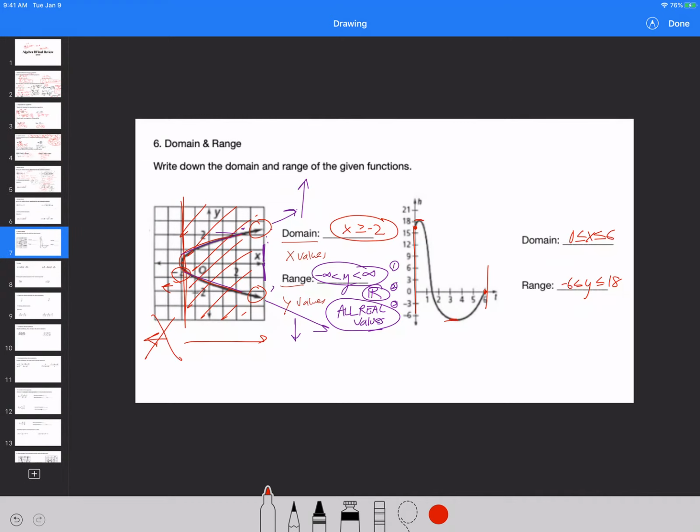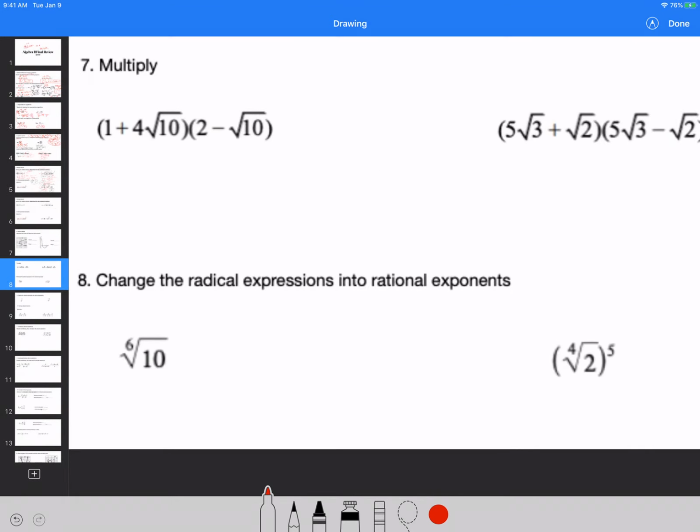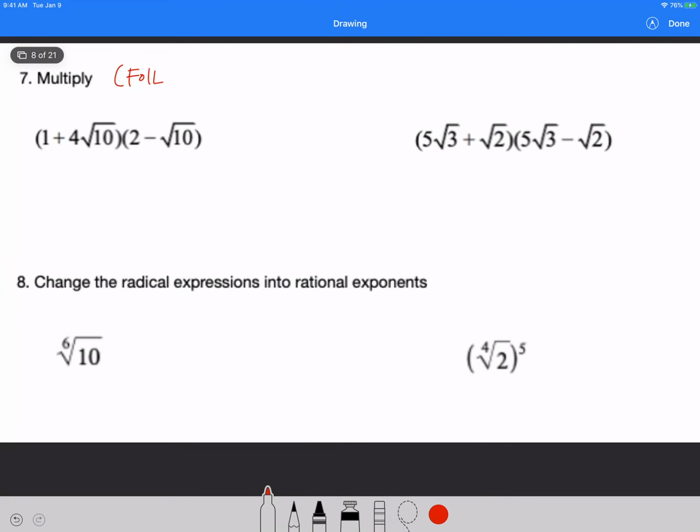All right, number 6 is done. Number 7, multiply. This is just simply asking for FOIL. I just don't want you guys to make a mistake on this because it might seem a little bit difficult or challenging, but it's really not. So first is 1 times 2. Outer is 1 times -10, so it's negative square root of 10. Inner is plus 4 times 2.